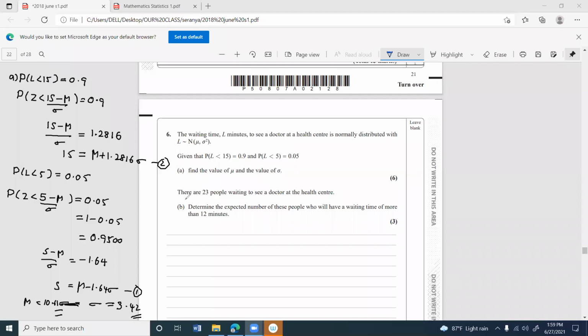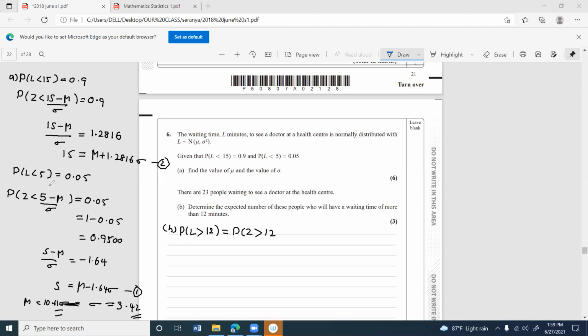Right. Now you know that there are 23 people waiting to see the doctor in the health center. Determine the expected number of people who will have a waiting time of more than 12 minutes per day. So what we need to find here is the probability that the waiting time is greater than 12. Initially, we need to find this probability. So you can write it, first making it standard normal.